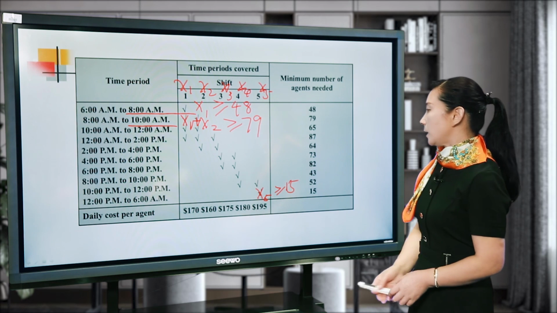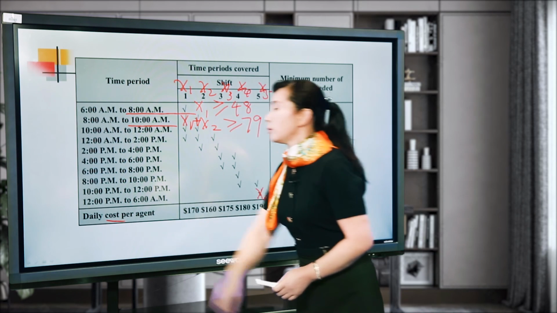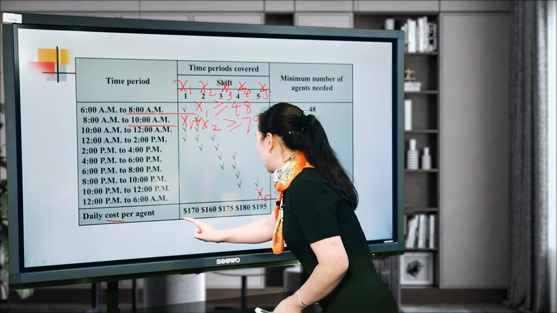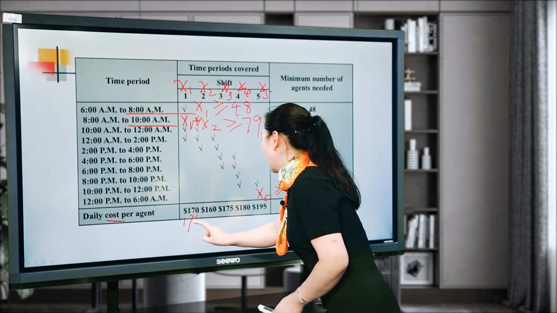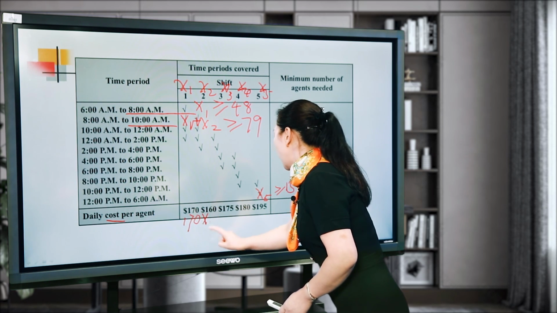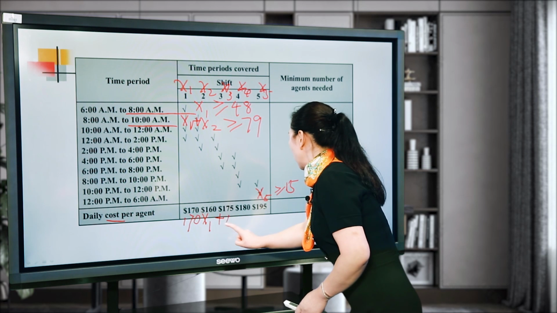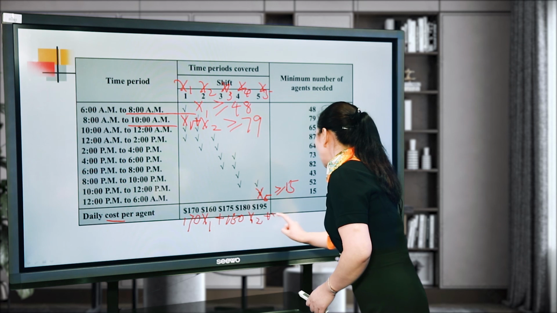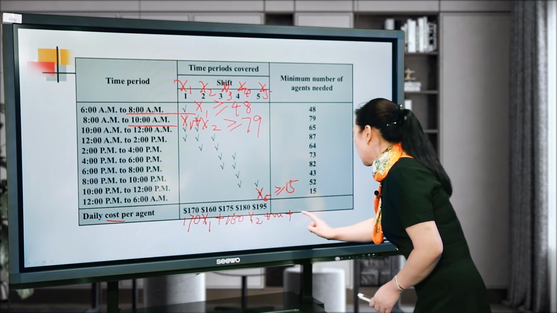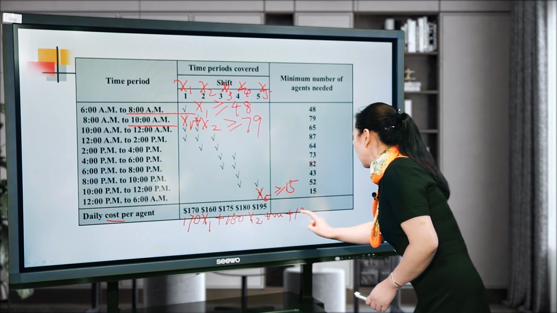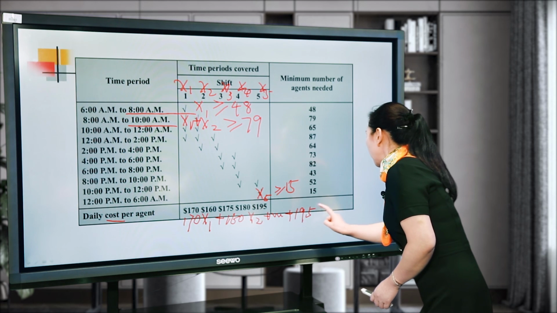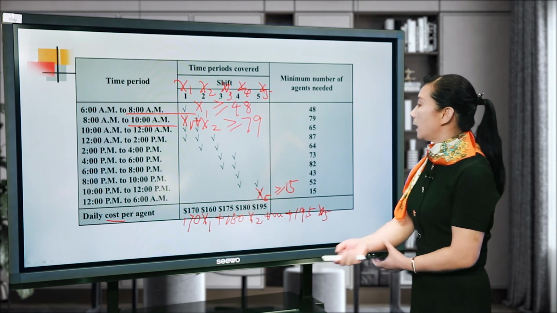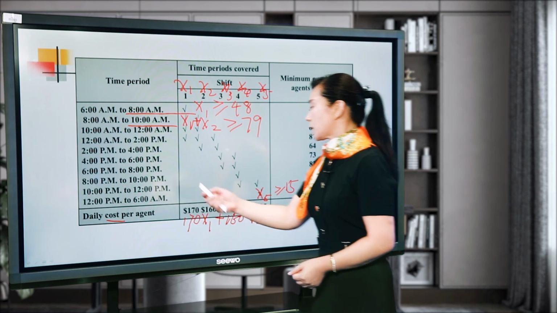And the objective is to minimize cost. We can express the minimized cost as 107 x1 plus 116 x2, and so on, plus 195 x5. This is the objective function, and this is the minimized cost.